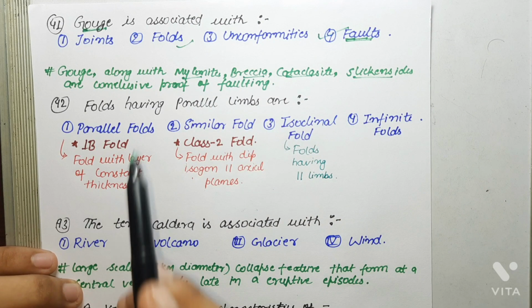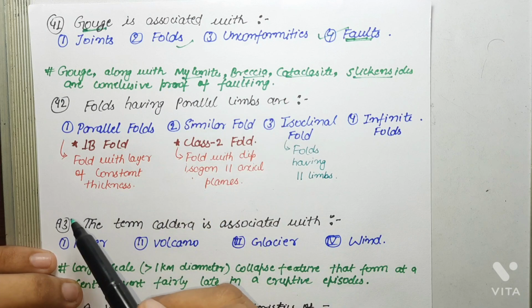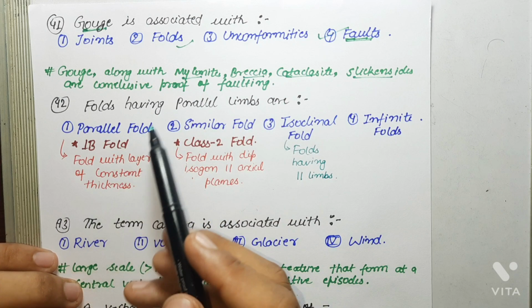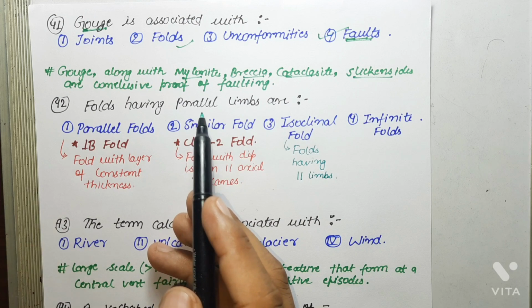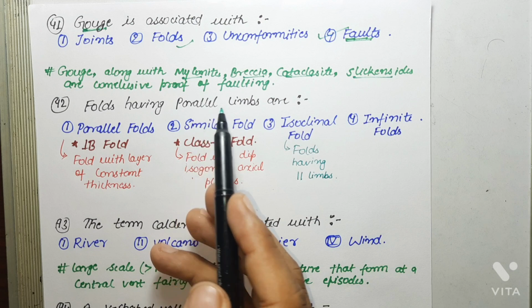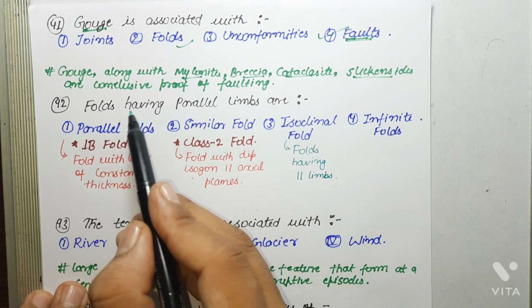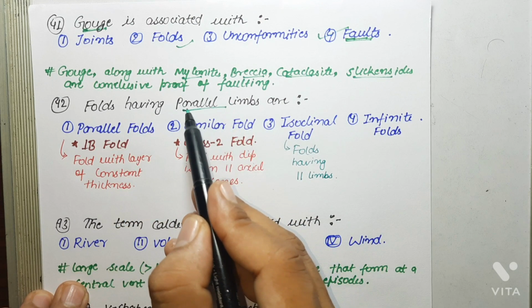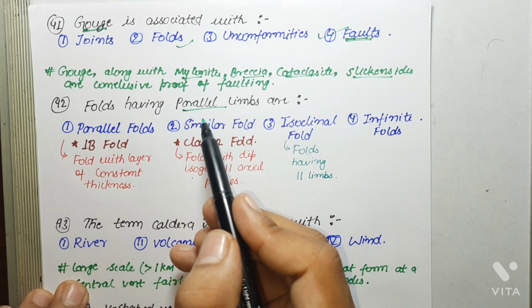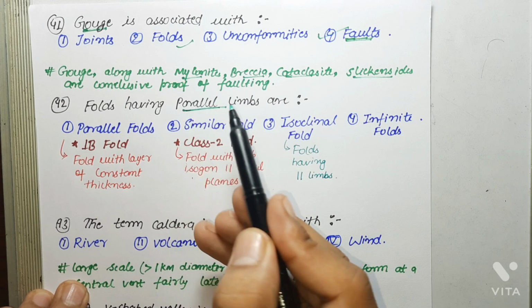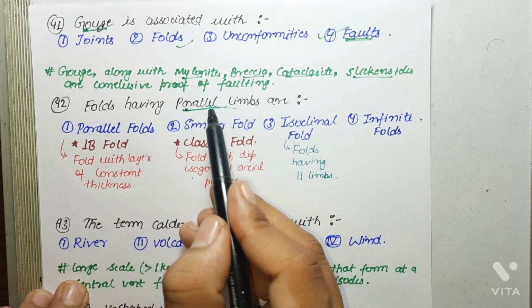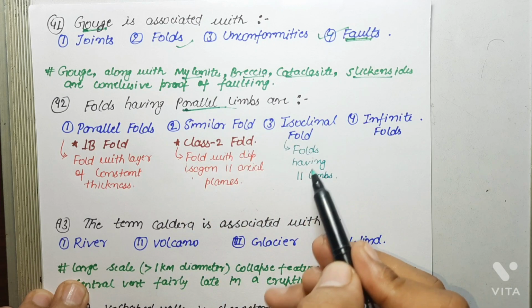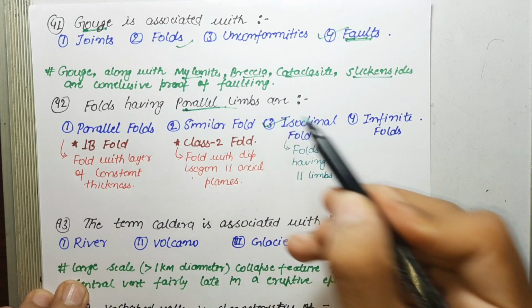Next question is, folds having parallel limbs are. Now, since I told you, according to Fleuty's classification, folds are classified on the basis of interlimb angle, and interlimb angle is the angle between two limbs. Say if there are parallel limbs, then their angle may be 0 degree to 10 degree, and this is the case for isoclinal fold. In isoclinal fold, interlimb angle is between 0 degree to 10 degree. You can say folds having parallel limbs. So the correct answer is isoclinal fold.